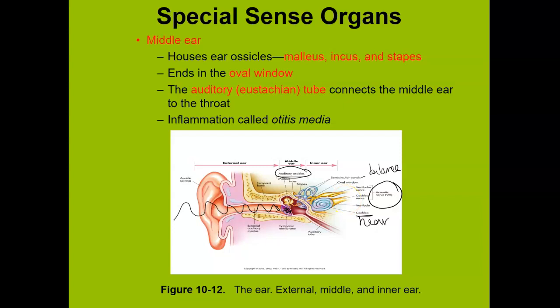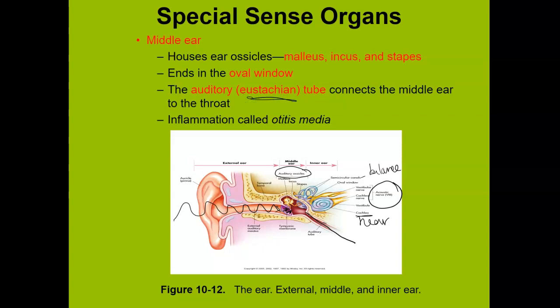So the middle ear, this part right here, houses the auditory ossicles. It ends in the oval window, which is right here. The auditory tube, or eustachian tube right here, I always call it eustachian tube because that's what I was taught, connects the middle ear to the throat, okay?